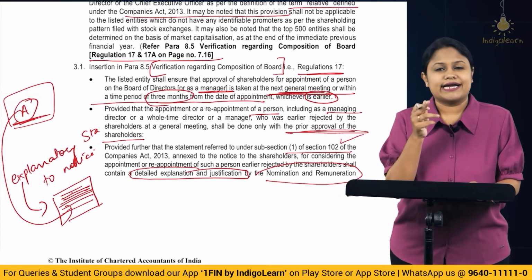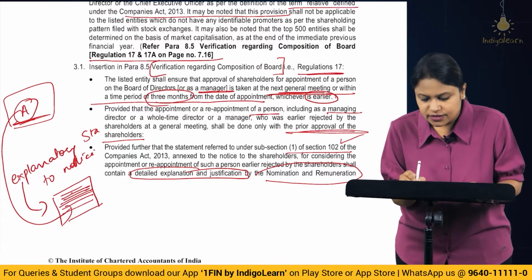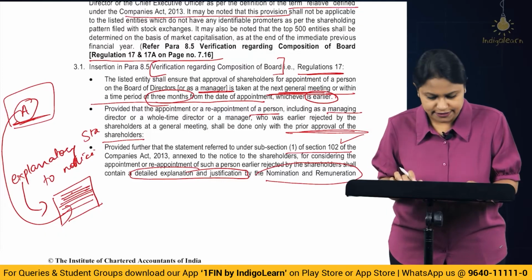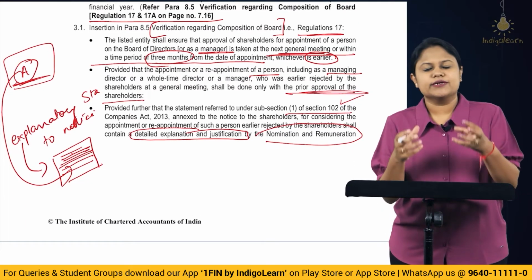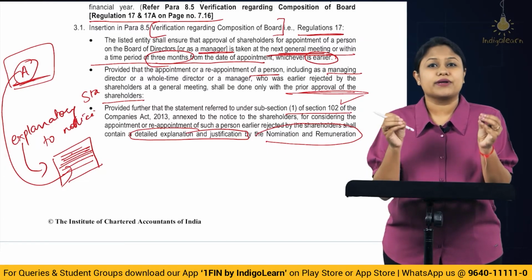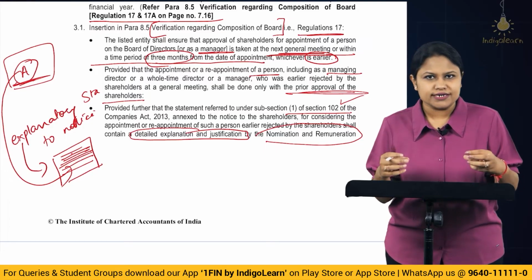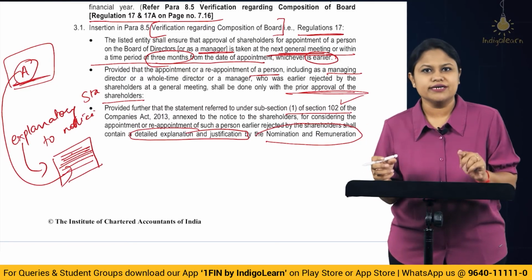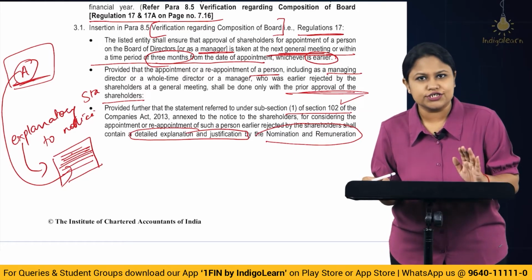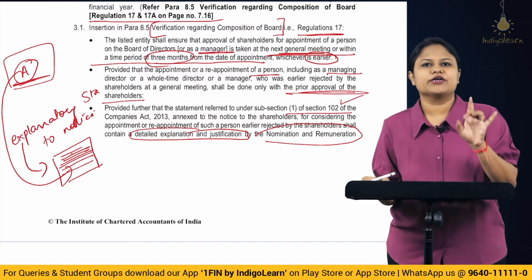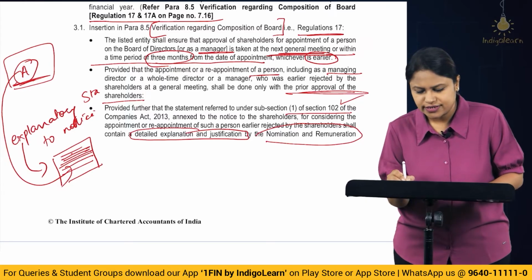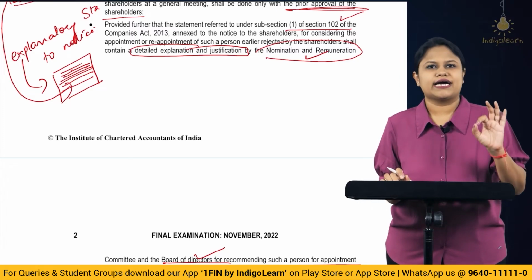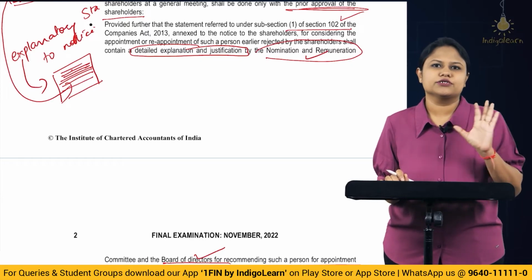And if they have deleted that, they have added 3 more pointers. So the 3 points are, first, that the appointment has to be approved by the members in the next general meeting or within a time period of 3 months, whichever is earlier. Suppose that person was earlier rejected and you are now considering the same person for appointment in the board, see that you do it only with the prior approval of the shareholders. So when you take the prior approval of shareholders and you send the notice of the general meeting to them, you have to annex an explanatory statement along with it, and in the explanatory statement you have to give a detailed explanation and justification of why you are recommending the appointment of that person again on the board. Got it? So all of this has to be given, and obviously it is coming from NRC and the board of directors. So these three are the additional points that have been added in regulation 17 and 17A, which is verification of the composition of the BOD.